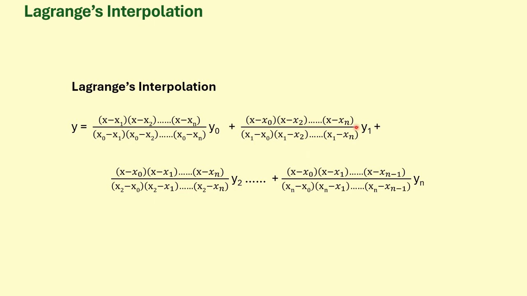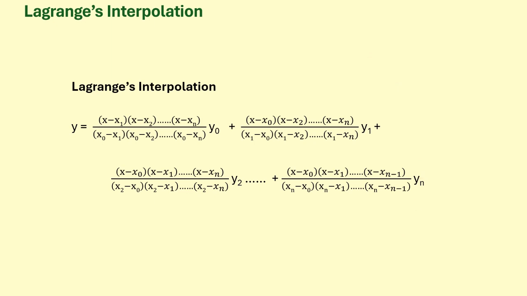Similarly, here it is y2. So x minus x naught will be there, x minus x1 will be there, but x minus x2 term we have to skip. All the other things will be the same. Similarly in the denominator we have to use x2 minus x naught, x2 minus x1, and the x2 minus x2 term we have to skip, and all the other things will be as usual. Okay, so this is the formula.